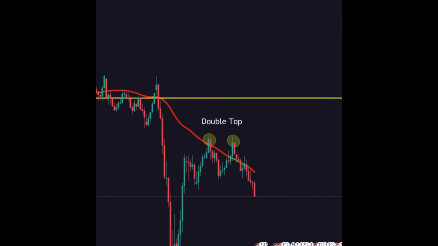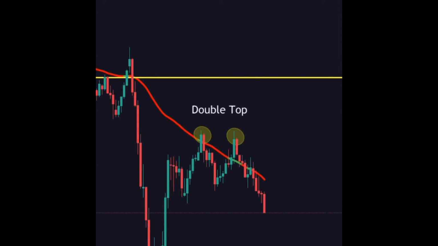Here we have a double top, just like it showed on the beginning chart that I showed you with all of them.